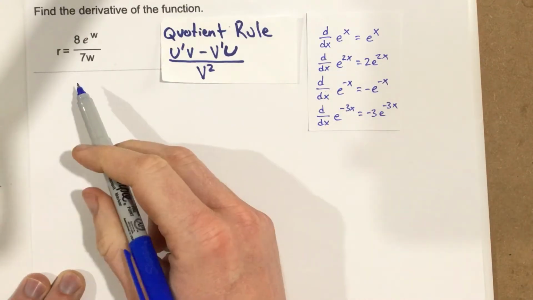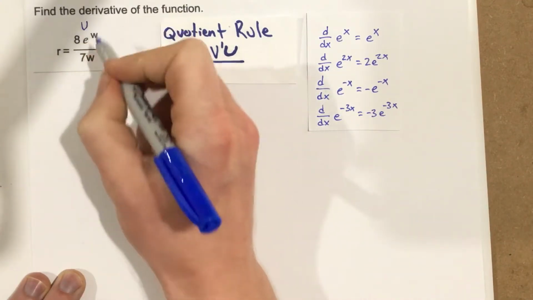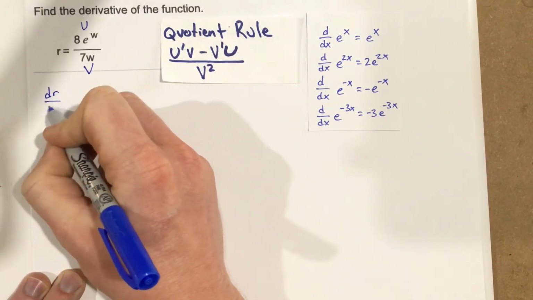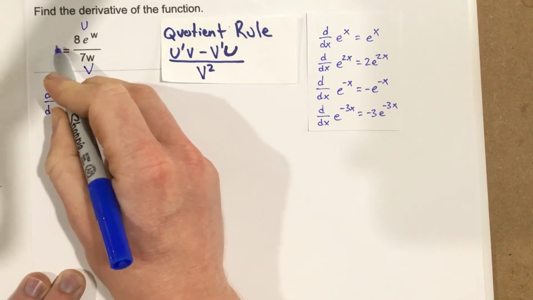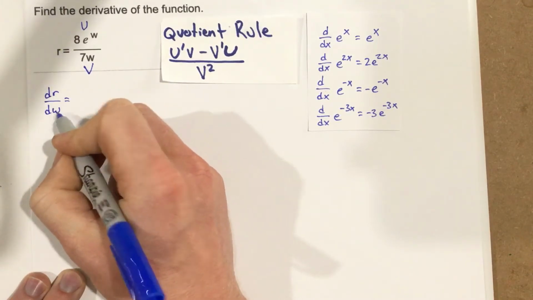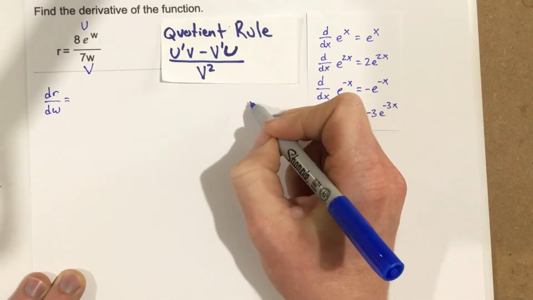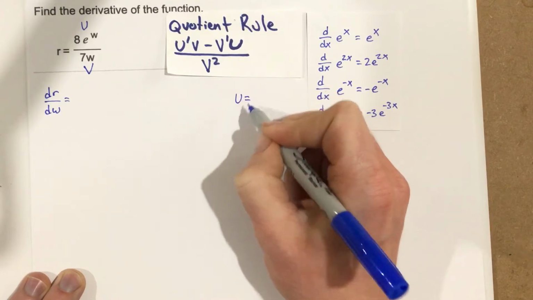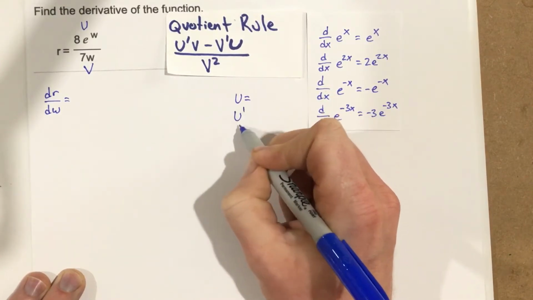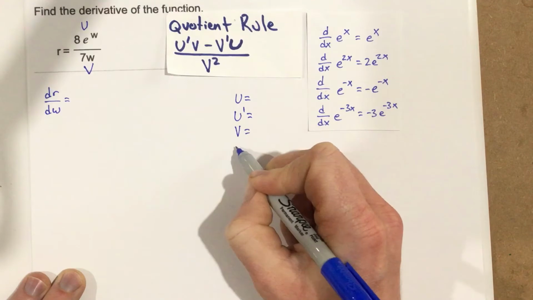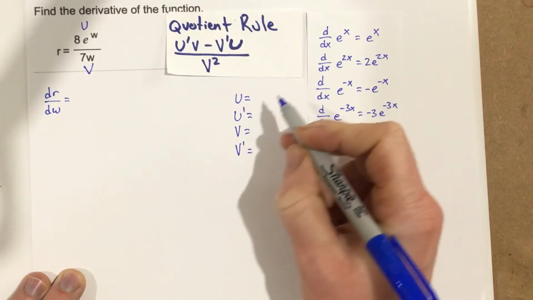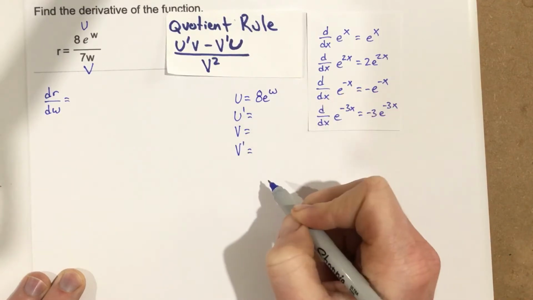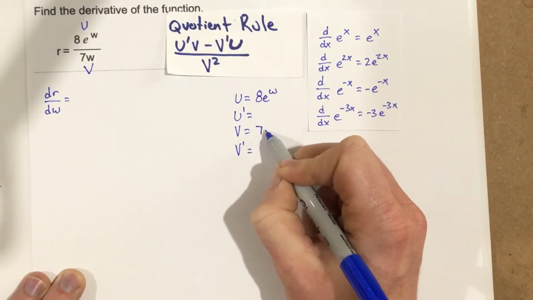So let's start by writing out that this is the u function, this is the v function. So we're going to say dr over dw, right? Derivative of the r function with respect to w. W is an independent variable. Let's write out the u being the top function, v being the bottom function. We'll find those derivatives. So u is 8 e to the w, v is 7w.